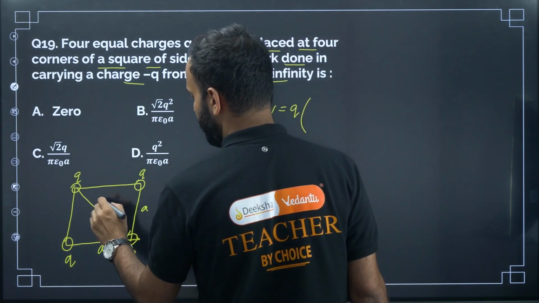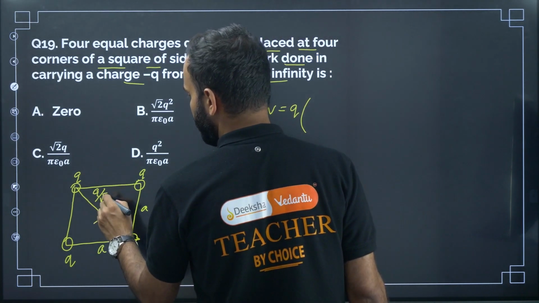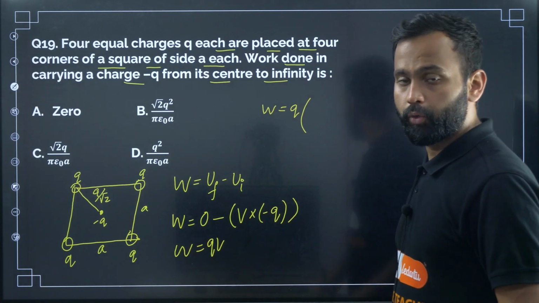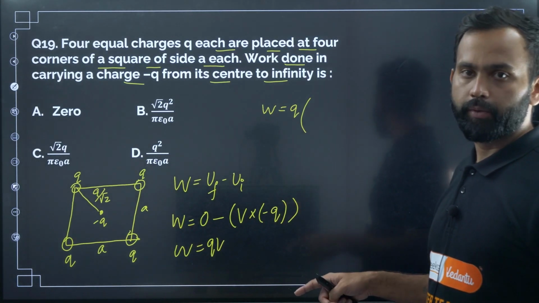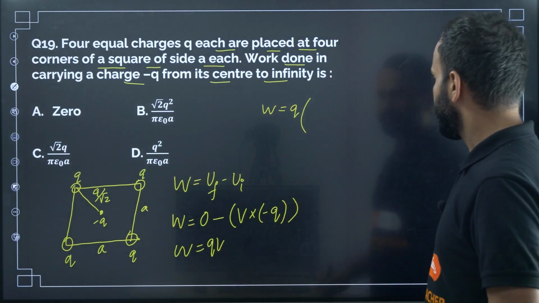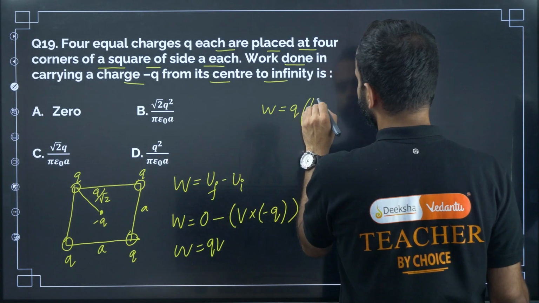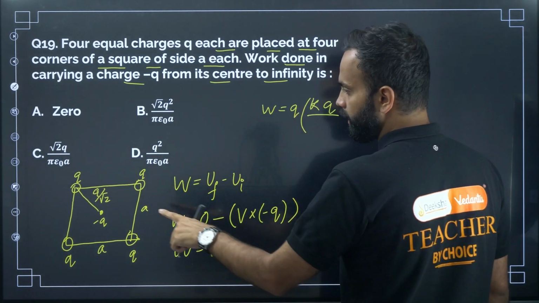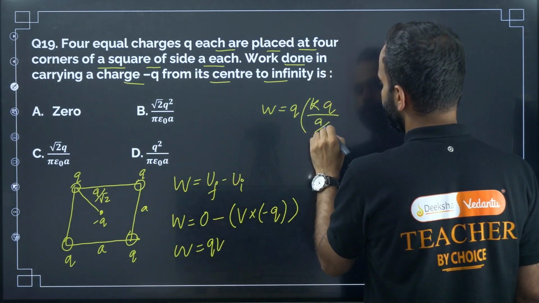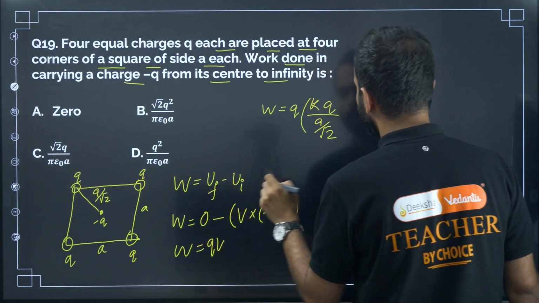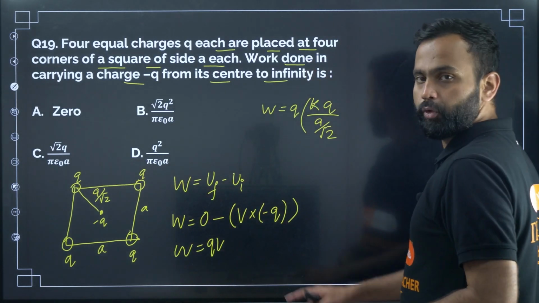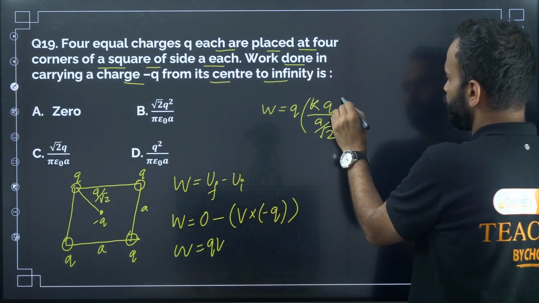That will be A divided by root 2. Diagonal is root 2, root 2A. So root 2A by 2, that is A by root 2, right? So now KQ divided by A by root 2 due to this Q charge, right? So there are 4 charges, right? Now into 4.